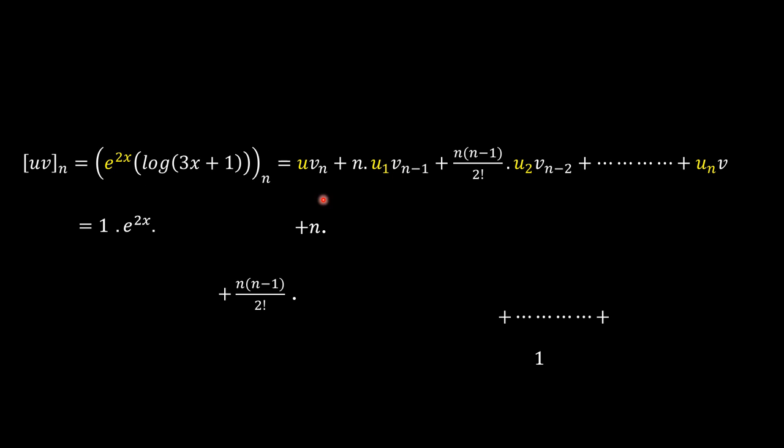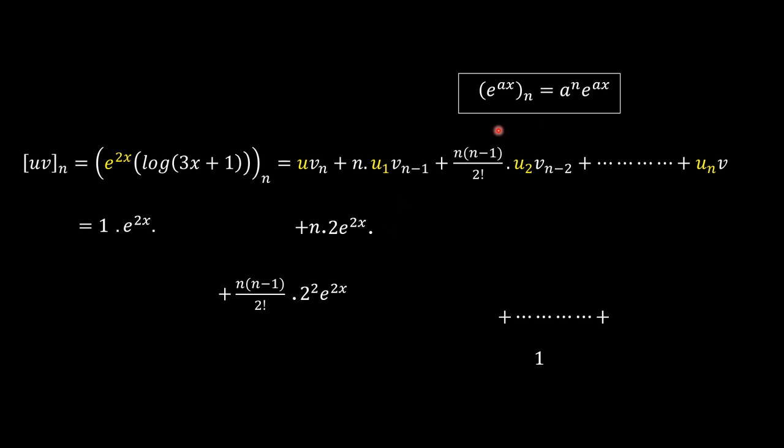u1 is nothing but differentiation of e to the power 2x, that is nothing but 2 into e to the power 2x, plus u2. What is your u2? That means differentiation of u1. What is the derivative of 2 into e to the power 2x? That is nothing but 2 square into e to the power 2x, and to get the nth derivative of e to the power 2x, we'll use the standard equation.